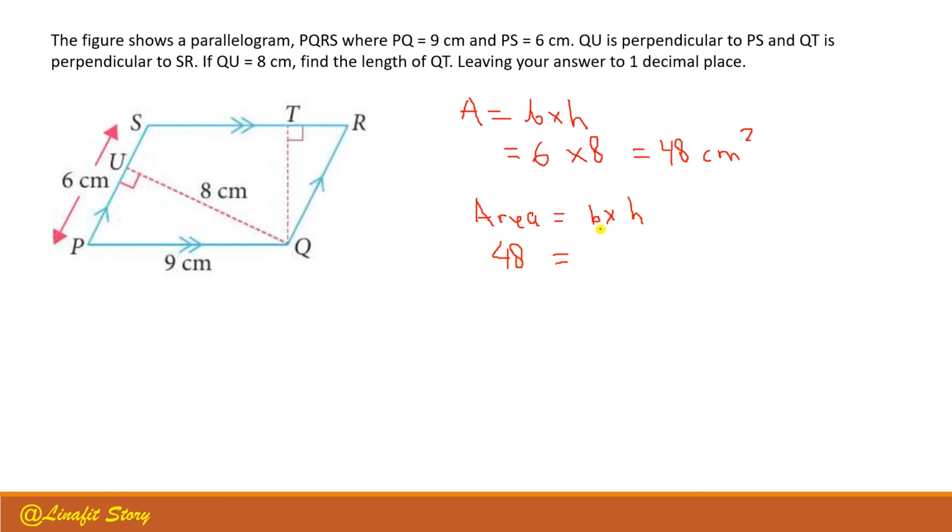Now, if the base is 9 cm, so the height is QT. Then how to find QT? QT is 48 divided by 9. So the answer is equal to 5.3 cm, to one decimal place.